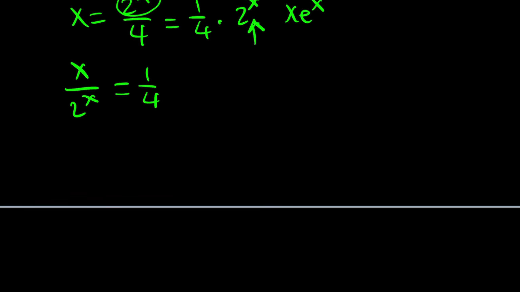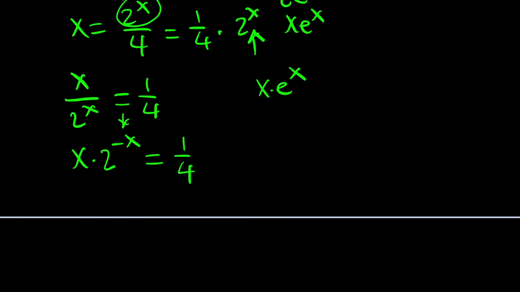So now 2 to the power x is in the denominator, which means we can write it as 2 to the power negative x. Remember the properties of exponents, and that is equal to 1 over 4. Now, we're pretty close to something like x e to the x. But that's not x, actually. Because of this, we're going to have to use negative x. So let's go ahead and multiply.